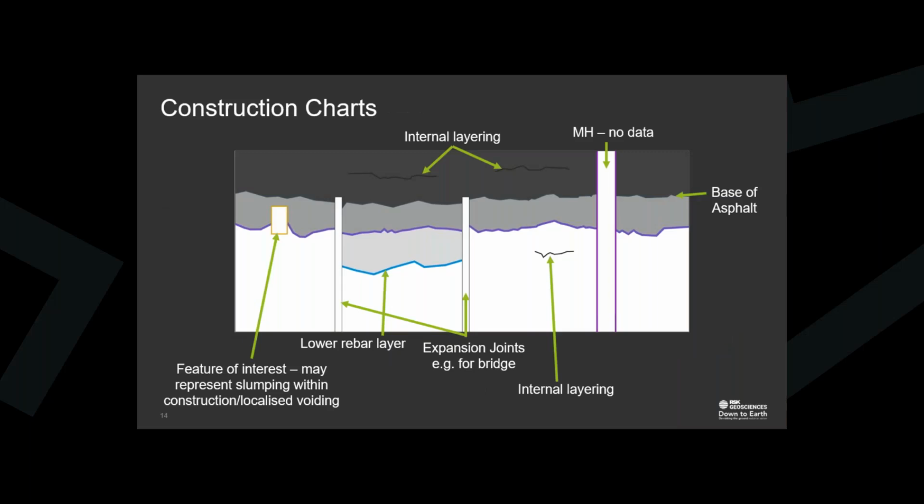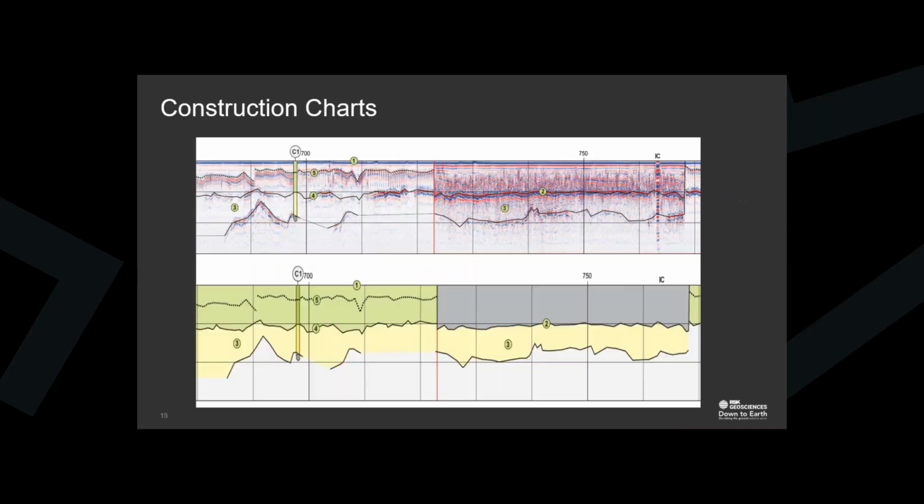So looking at the construction charts themselves, they're an easy to visualize method of presenting the results and usually look something like this. The scale has been cut off in this screen grab, but the vertical axis is depth and the horizontal axis is distance along the road. We generally aim for consistency between projects on how these charts look, but the client may specify the format that they want them to be delivered in.